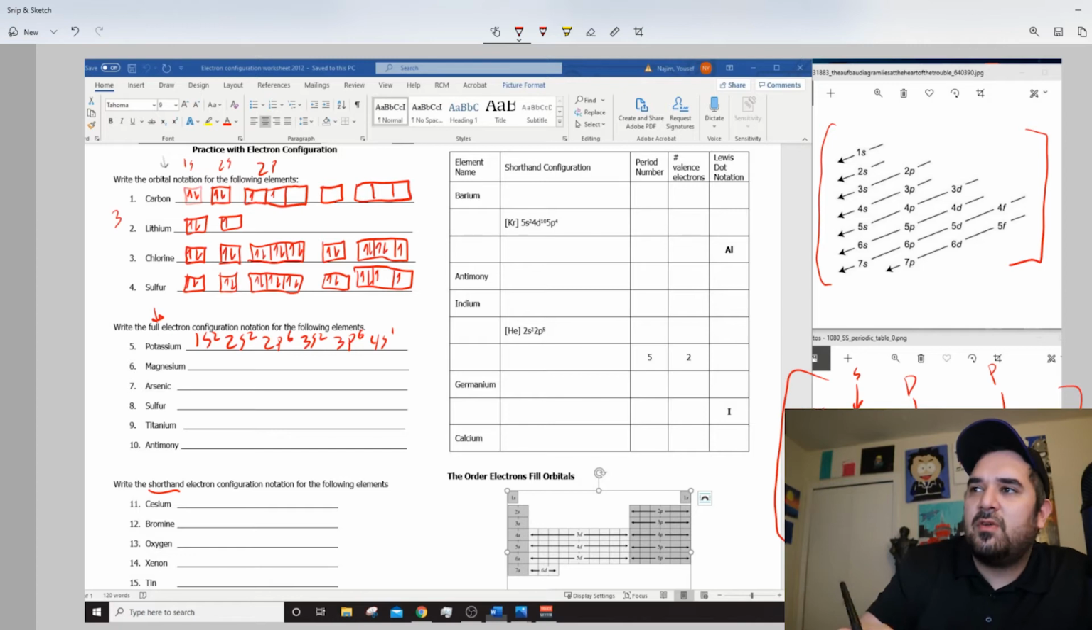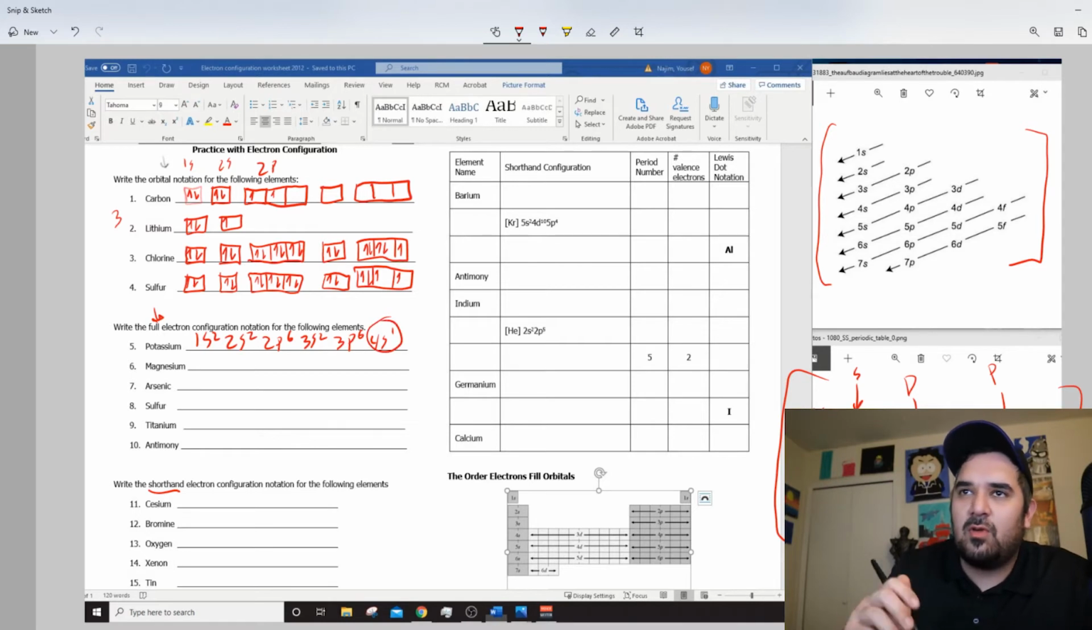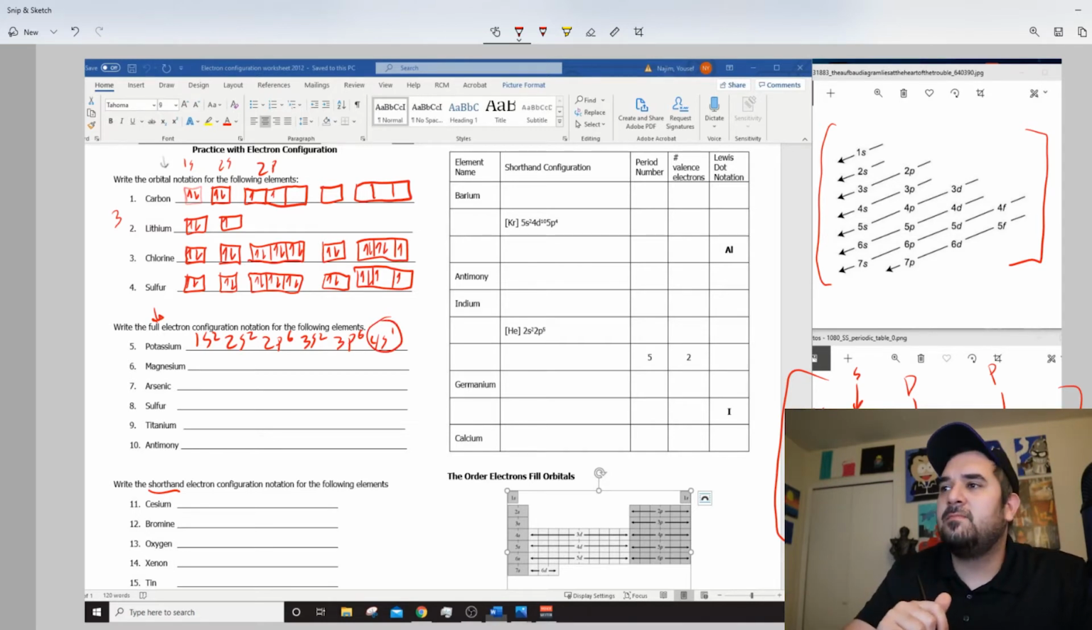And if you're wondering if you're right, all you need to do is look at where potassium is. So potassium is right here after the 4S, and this is going to be our 1, and then this is going to be our 2. So 4S1, 4S2. Potassium is right at 4S1. So our electron notation ends at 4S1. That's how we know it's correct.